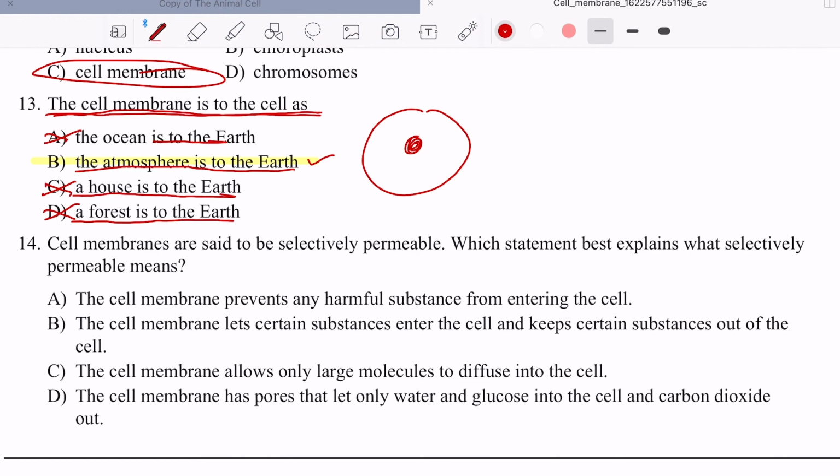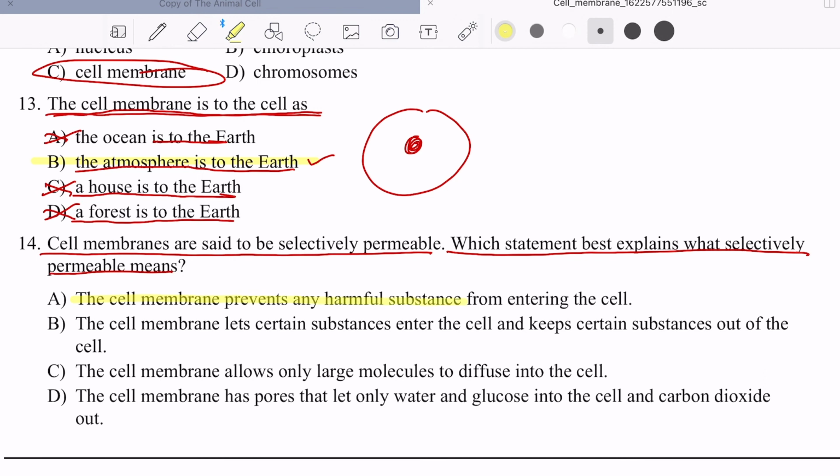All right, let's do number 14. Cell membranes are said to be selectively permeable. Which statement best explains what selectively permeable means? Let's see, A. And let's change this to a highlighter. The cell membrane prevents any harmful substances from entering the cell. Nope, that is not correct. B, the cell membrane lets certain substances enter the cell and keeps certain substances out of the cell. Now, that is the perfect answer so far, but let's keep going.